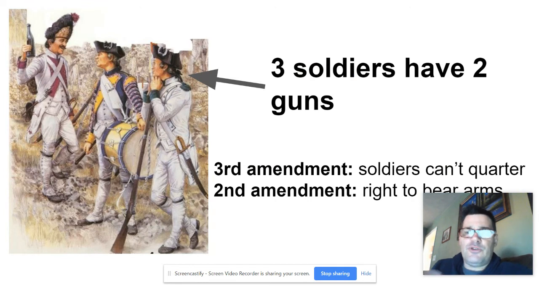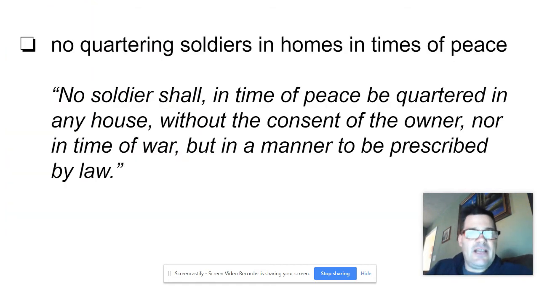Think of this: three soldiers, two guns. Three soldiers, because the Third Amendment has to do with soldiers. Two guns, because the Second Amendment has to do with the right to bear arms. So three soldiers can't quarter in homes, and second, the right to bear arms. Just remember: three soldiers, two guns. All right, backside.